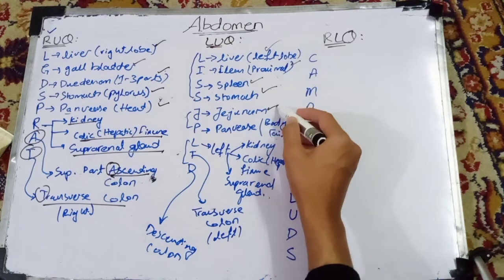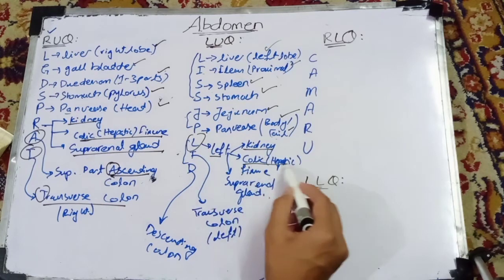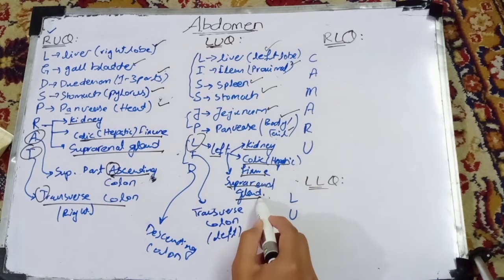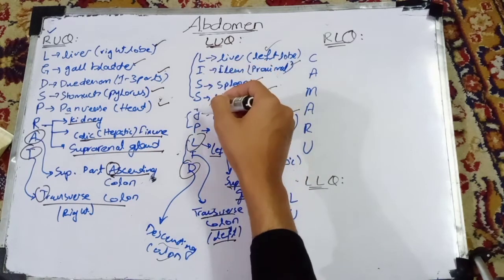spleen, stomach, jejunum, pancreas, its body and tail. For L we have the three structures: left kidney, left colic hepatic flexure, and left suprarenal gland. For T, we will be having the transverse colon, its left part, and the descending colon for D. So the left upper quadrant has been done.